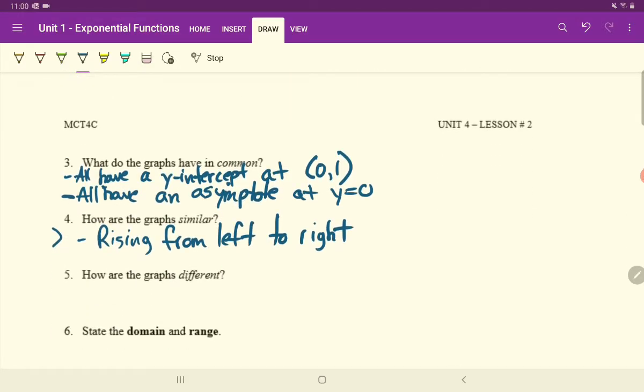For example, 2 to the power of 10, versus 2 to the power of 1,000. Obviously, 2 to the power of 1,000 would be a much larger y value than 2 to the power of 10. So this keeps increasing as we input larger x values. So increasing, let's just write increasing rates.